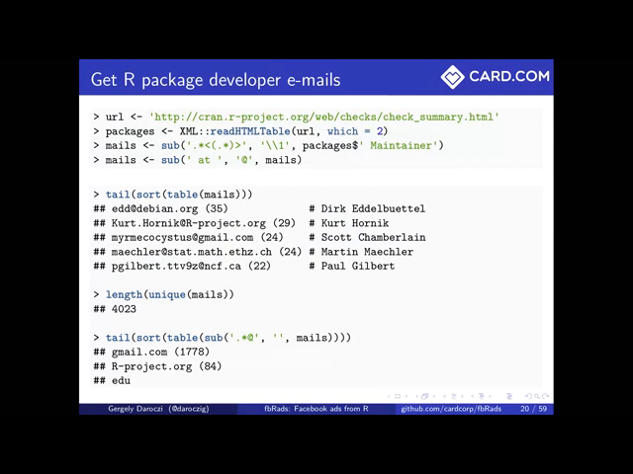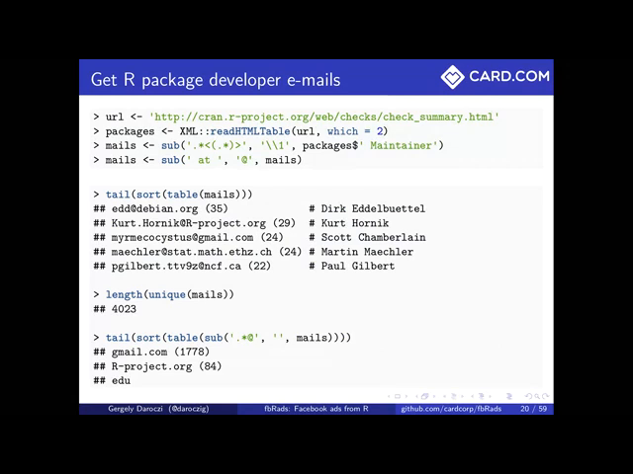You can see a list of the top 5 users here, like Dirk, Kurt Hornik from CRAN, and a few other very productive R developers. I also included some stats on the domain names used by R developers. r-project.org is really frequent, as you can see here.